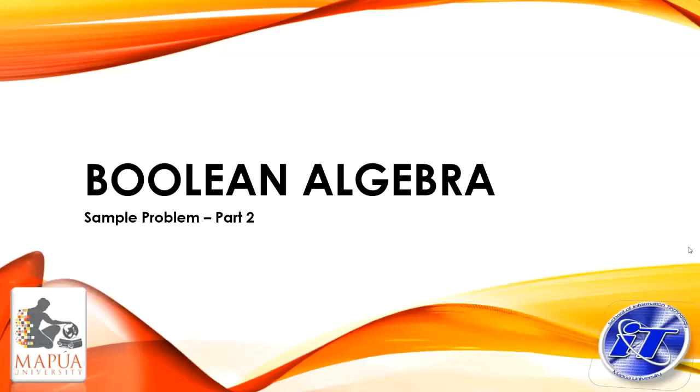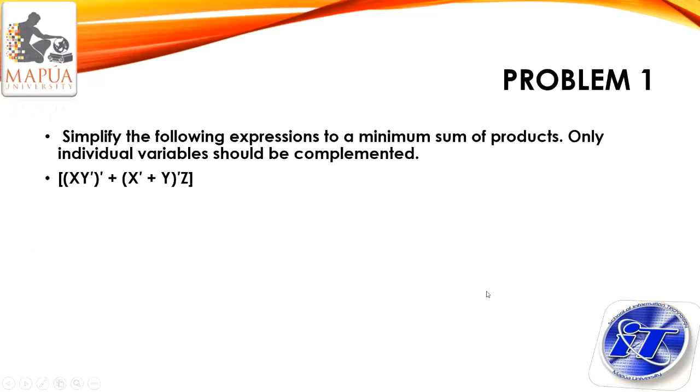Let us continue our discussion about simplification of Boolean algebra. Let's have this problem. Problem 1. Simplify the following expression to a minimum sum of products. Only individual variables should be complemented. No shared negation is allowed. So let's have this example.